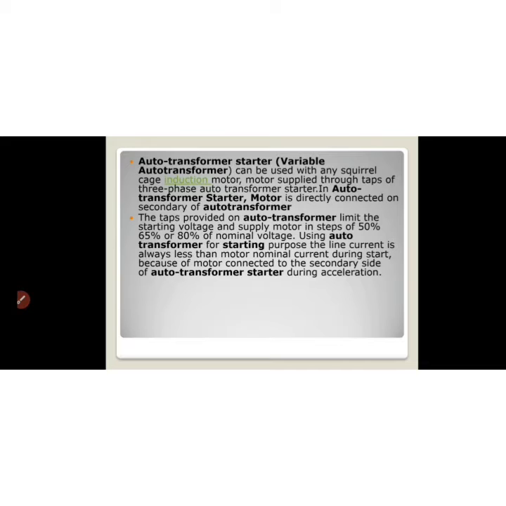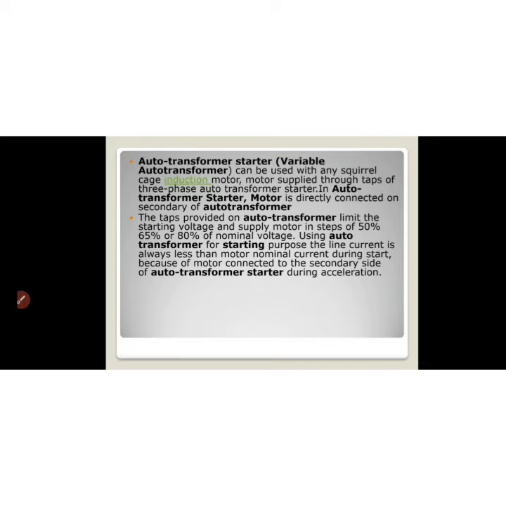In this type of starter, the motor is directly connected to the secondary of the auto transformer. The taps provided on the auto transformer limit the starting voltage and supply the motor in steps of 50%, 65% or 80% of the nominal voltage. Using an auto transformer for starting purposes, the line current is always less than the motor nominal current.